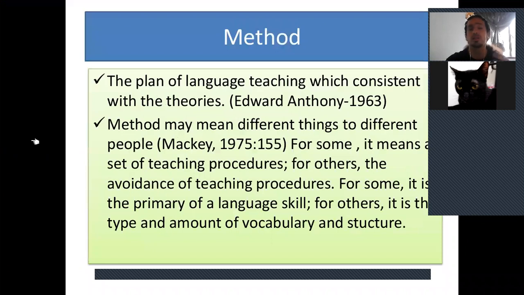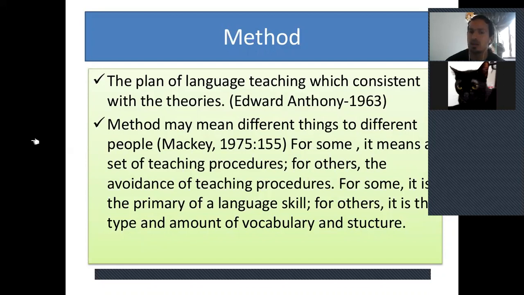Let's continue right here with some methods, right? So what is going to be just a method? The plan of language teaching, which is consistent with the theories. Remember, all the theories and all the structures and everything are going to be just related to the approach, but the method is going to be just the planning process, okay? Of about all, about a class, right? But I'm not talking about only one class, I'm talking about a set of classes, okay?